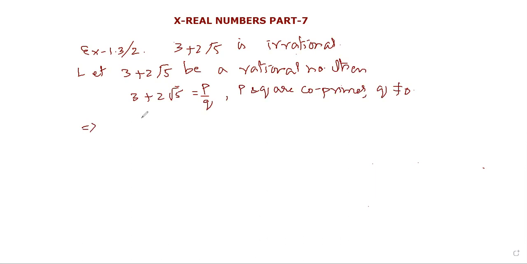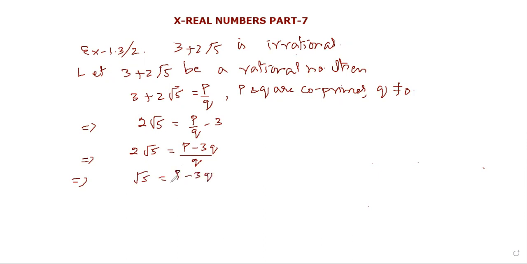Now you can solve. You have to leave only the root number on the left hand side. All other numbers you will bring to the right hand side. So plus 3 will come here and become minus 3. So 2 root 5 is equal to p minus 3q by q, and this 2 also will be transposed to the right hand side. We will get root 5 is equal to p minus 3q upon 2q. So the right hand side is rational, the left hand side is irrational.